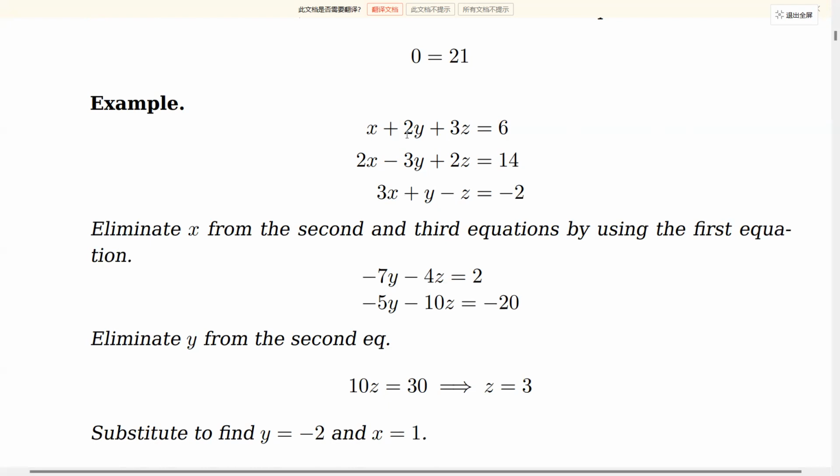So you get 2 times -2, that's -4. 3 times 3 equal to 9. So -4 plus 9 equal to 5. So x plus 5 equal to 6. And then you subtract 5 on both sides, you get x equal to 1, isn't it? Okay. So we have a unique solution to this system.